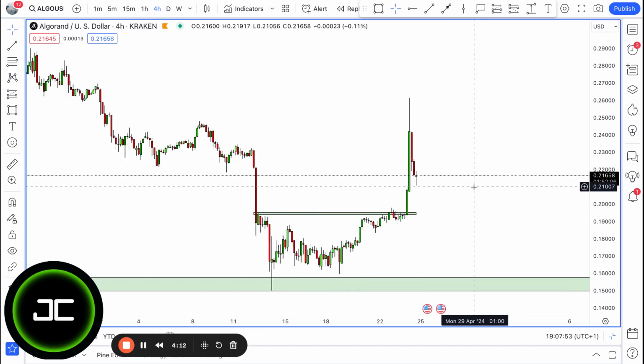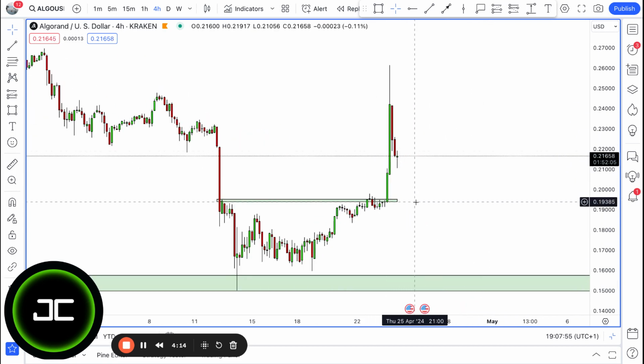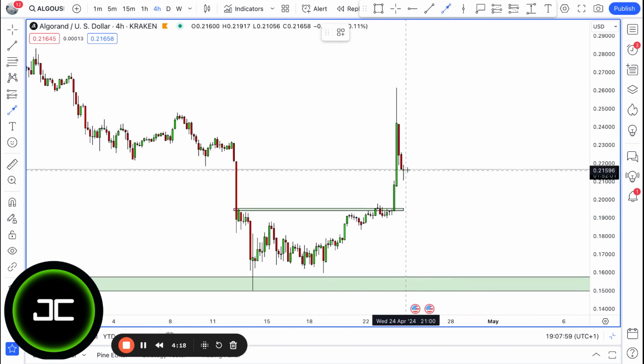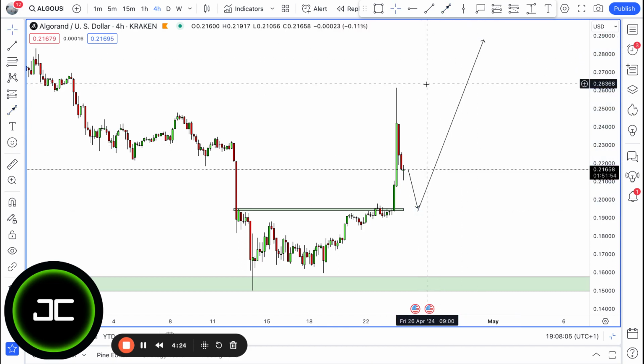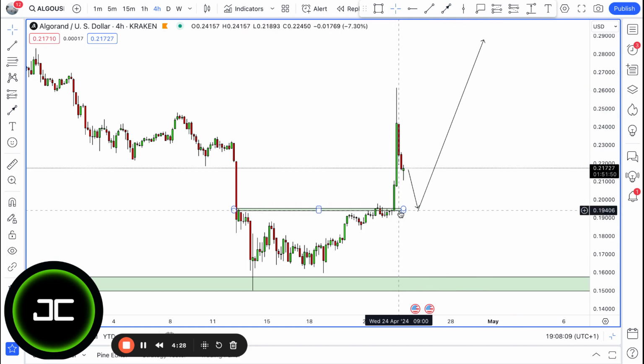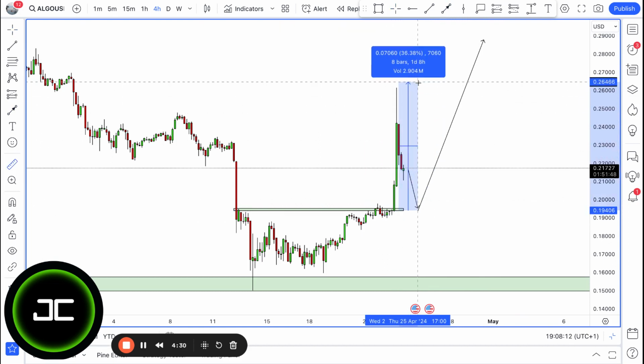So what I'm looking for now is maybe we might pull all the way back down here, get a retest of structure, and then you get that continuation. So you could have something like so, and then that continuation. Or what can happen a lot of the time is when you have a big push up like this, a lot of the time you'll have a pullback of around 50% of the move.